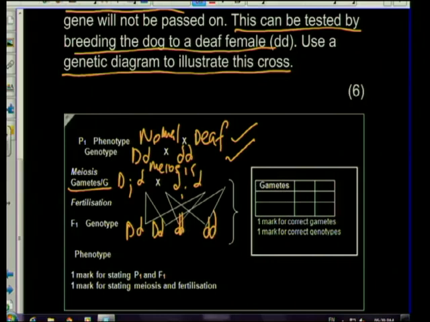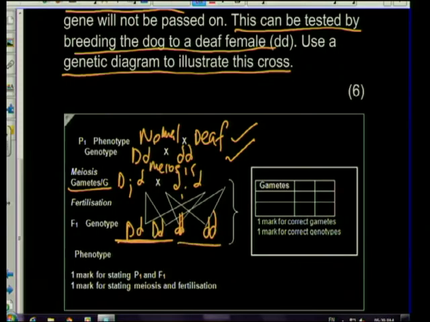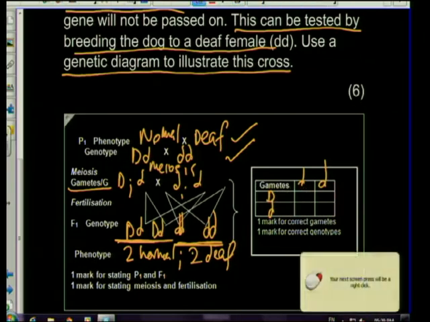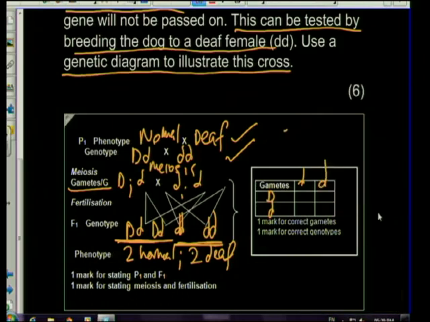So in this particular case, because it was heterozygous with homozygous recessive, what can happen? 50% will be normal and 50% will be deaf. So the phenotype ratio is 2 normal and 2 deaf. If we do it on a Punnett square, we're going to have capital D, small d, small d, small d. This one here will become capital D, small d, and capital D, small d. And here it will be all small d, small d, small d, small d.